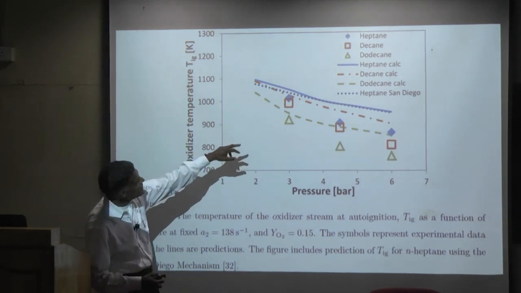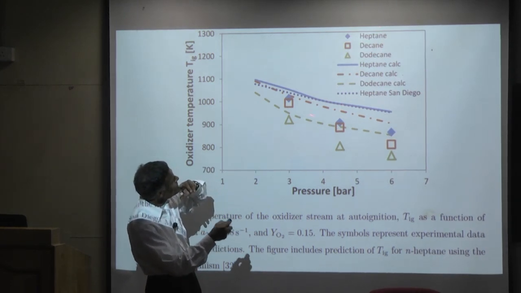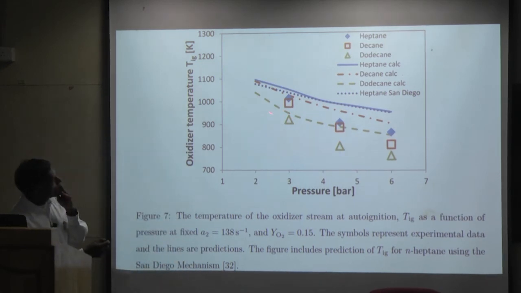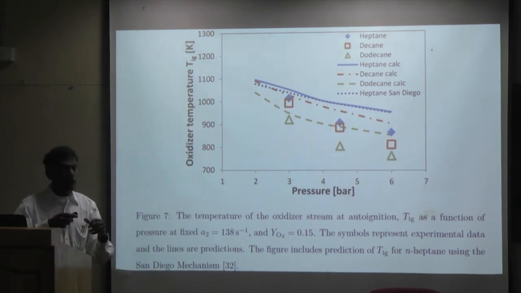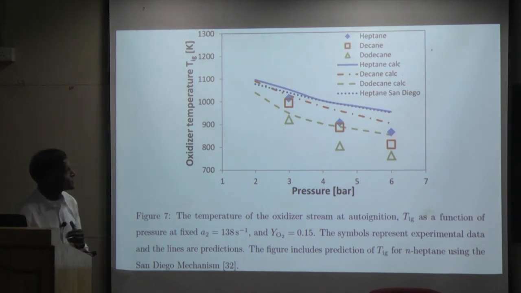Now this is just very recent, it happened just before I came here. You can see that these are numerical calculations by the Ramsey group and our experiments, and therefore again a very good agreement. Again, from the numerical calculations, we have concluded that low temperature chemistry is important for autoignition.